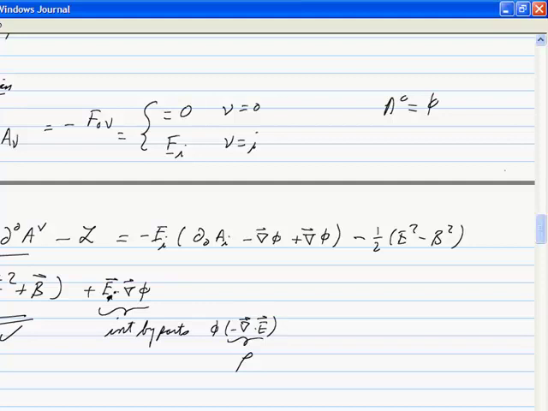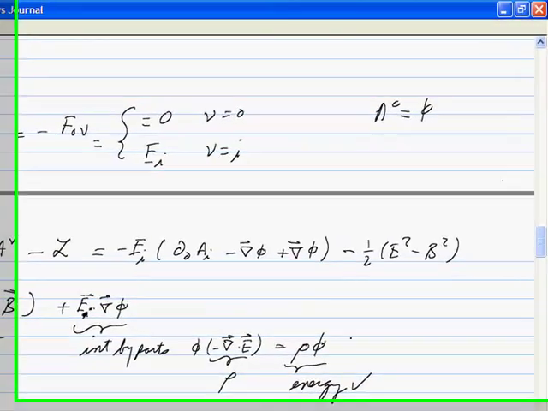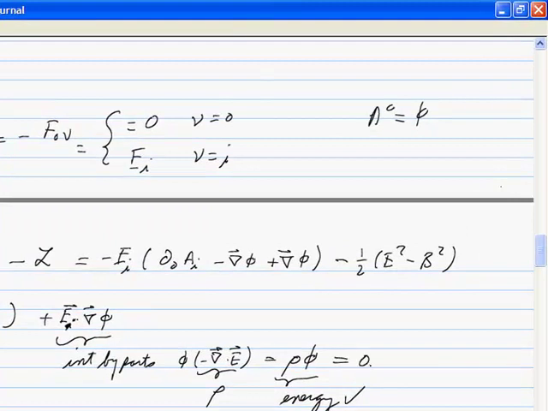Okay, there's no 4 pi's in these units. And so this thing turns into rho phi, which is also part of the energy. So that's good. That's part of the energy. That's the energy of a charged particle. However, at the moment we're dealing with just the photon by itself, so here it's equal to 0.